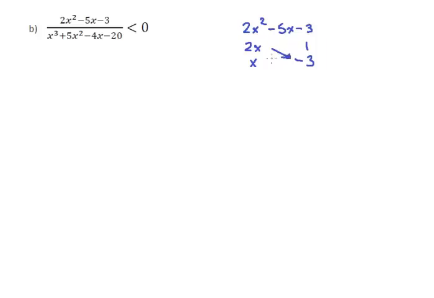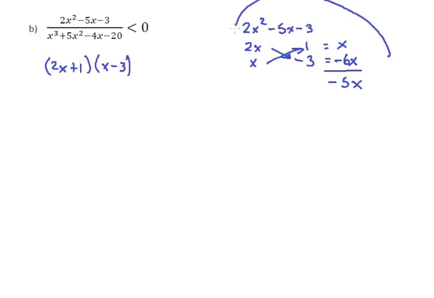I cross multiply. My objective is to get this one. So let's see, what do I get? I get in here x, and I get in here minus 6x. Those two together will give me negative 5x. So yes, I have the right ones. So this will be 2x plus 1, and this will be x minus 3. If you did not understand this, go study scissors method. There's a video about this, okay? I will not explain scissors method in this video.